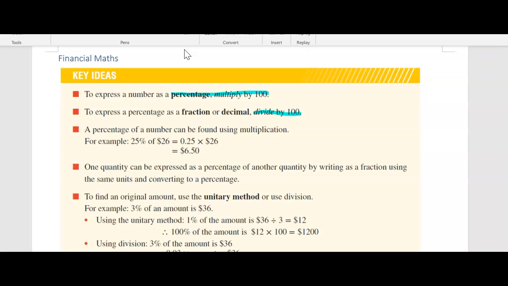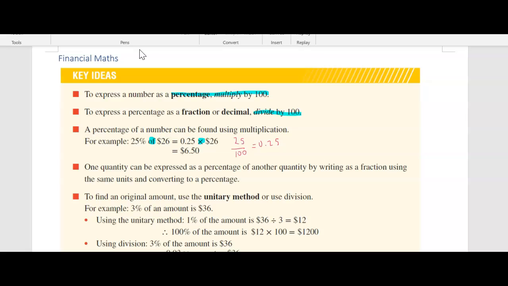A percentage of a number can be found using multiplication. So 25% of 26 is the same as 0.25 times 26. So basically what we've done is taken the 25, divided it by 100, and that gives us 0.25. So we've just converted that 25% into a decimal, and the word "of", if we're taking an amount of something, means the same as multiply. So that's why it's 0.25 times 26. So 25% of 26 is $6.50.